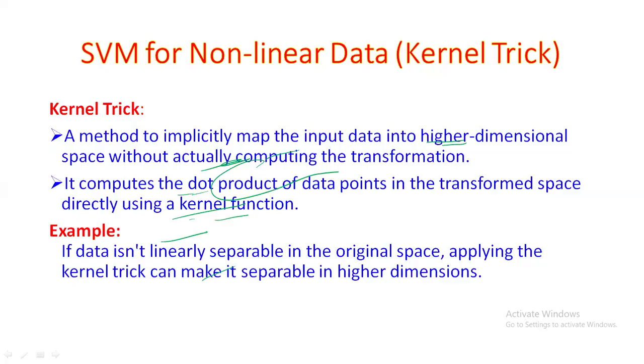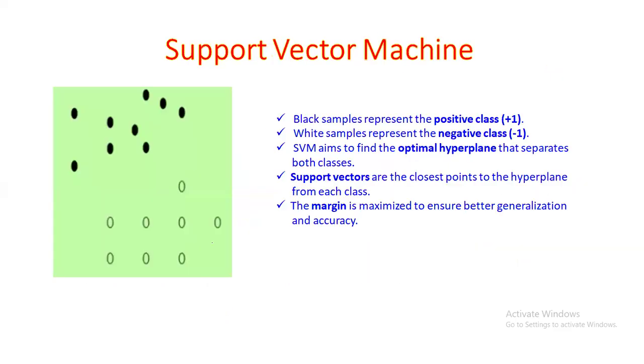And if you are taking the example, imagine a data set with the points forming concentric circles, which cannot be separated by a straight line in 2D. Using the kernel trick with an RBF kernel, SVM can project these points into higher dimensions, where a linear separator hyperplane becomes possible, effectively classifying the data correctly. And this is the support vector machine.